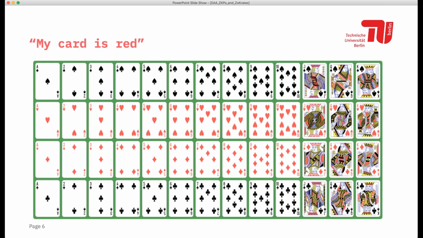So we have the deck. She draws a card from the deck at random. She figures out it's red, but she doesn't want to reveal which card it is exactly. She only wants to reveal the fact that the card is red. Are there any proposals on how that could be done?